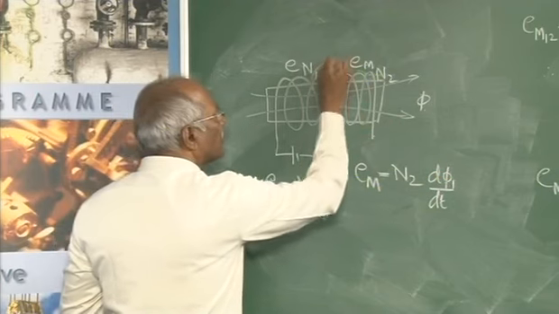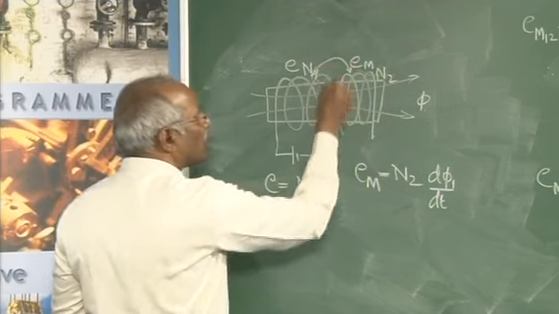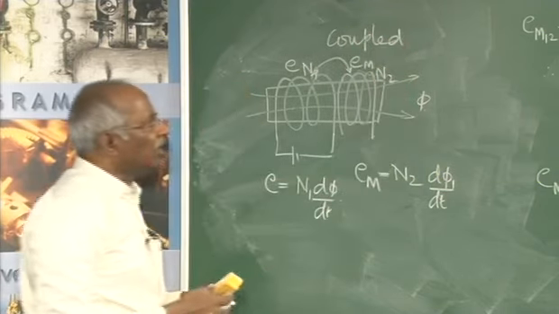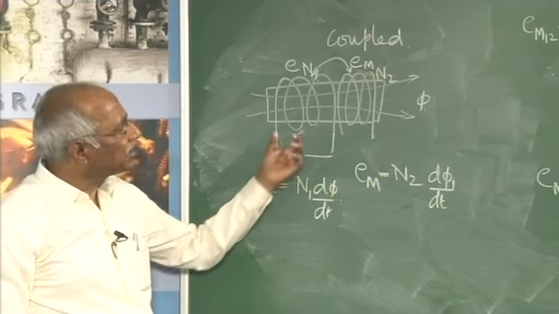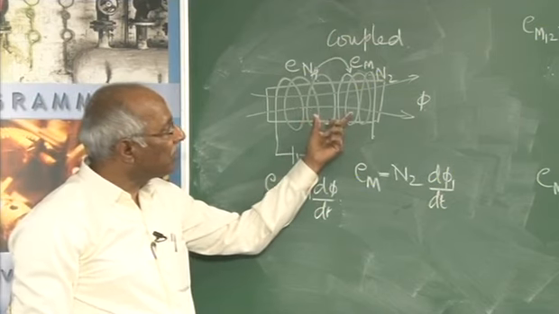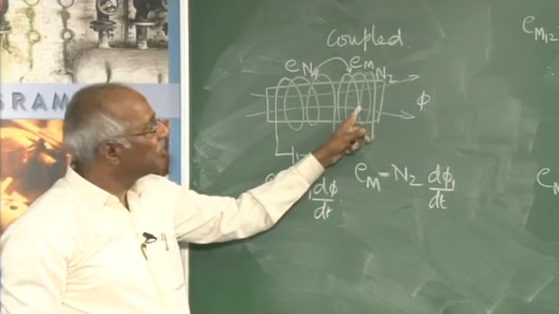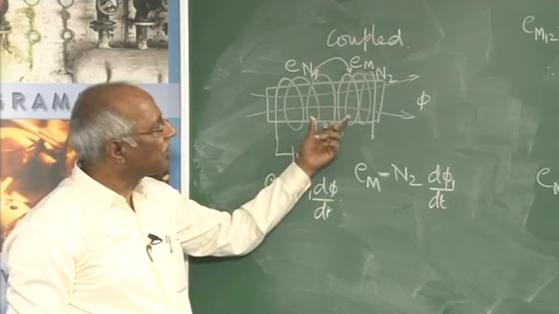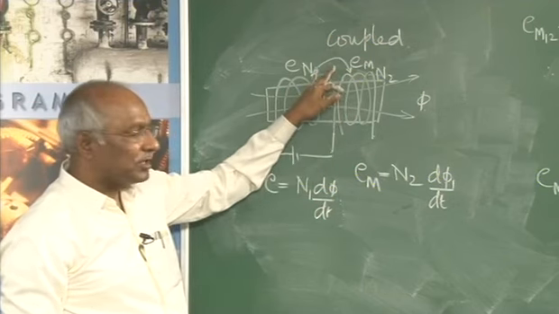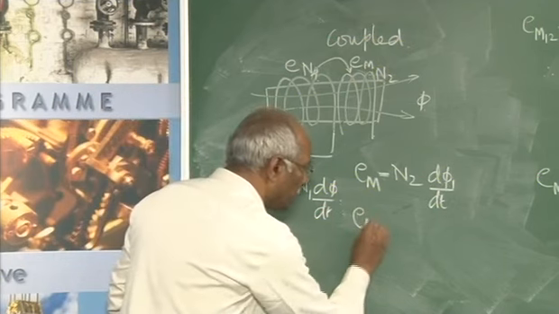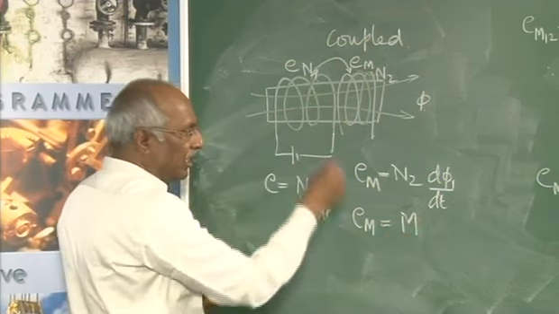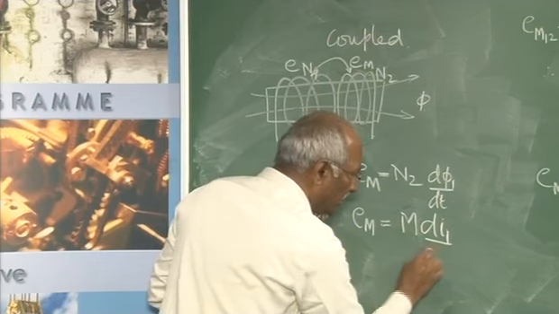When these two coils are linked together, they are generally called coupled coils or mutually coupled coils. Like inductance, to quantify the voltage induced in this one, generally the mutual inductance and the coefficient of coupling are used. When it comes to mutual inductance, the mutual EMF induced can be taken as equal to M, the mutual inductance, like L, into dI1 by dt.